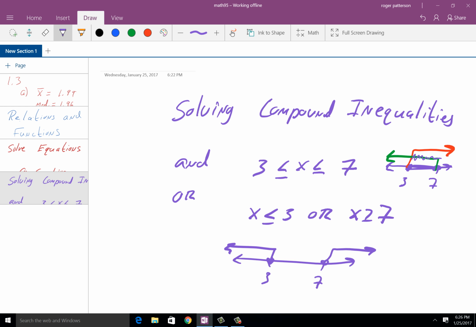So those are the two situations you're going to get on compound inequalities. Hopefully you see that. That's the real concept behind it. If you understand that, you're in really good shape.